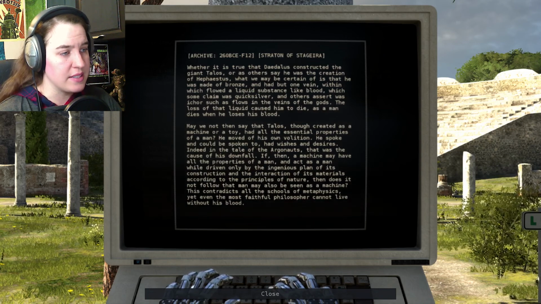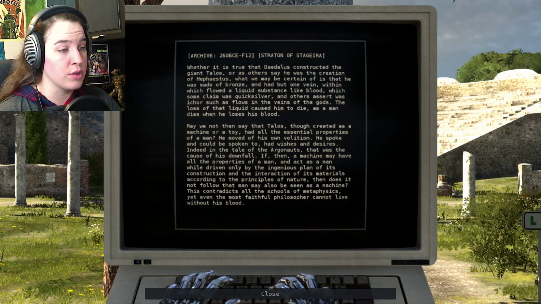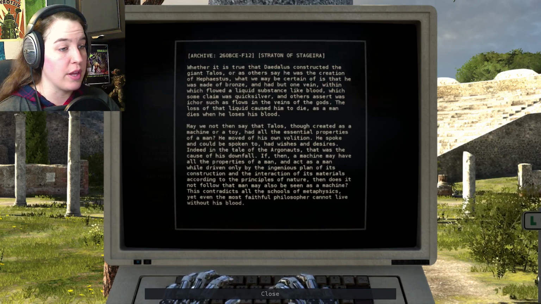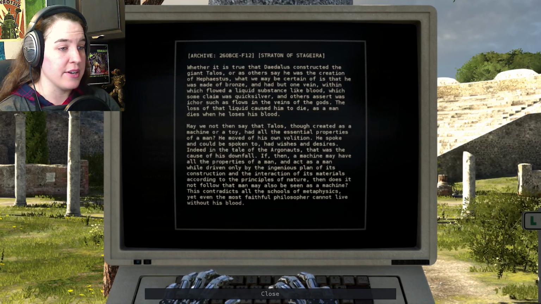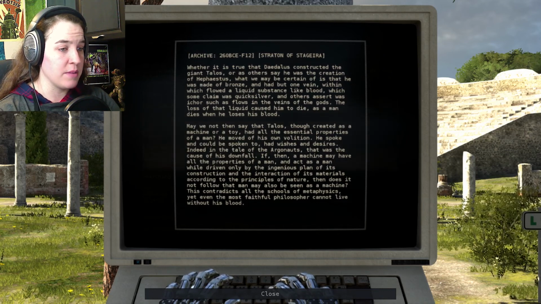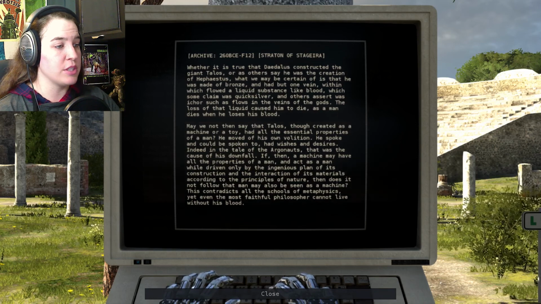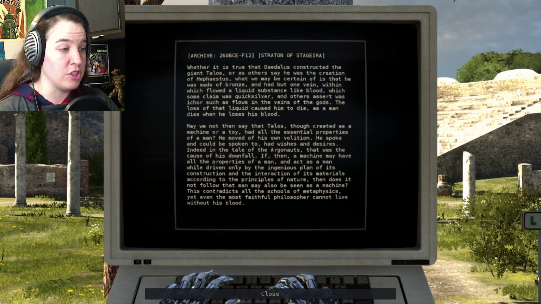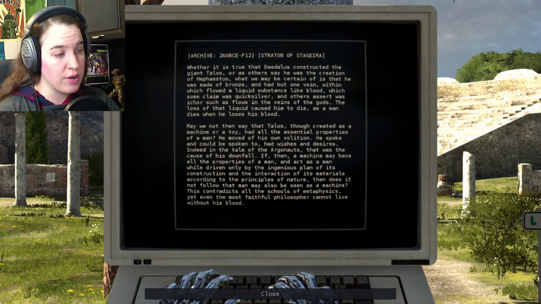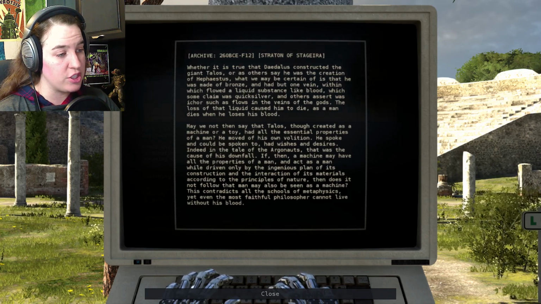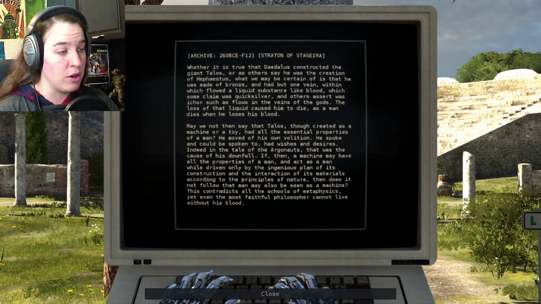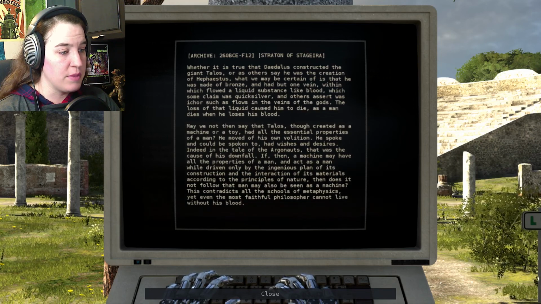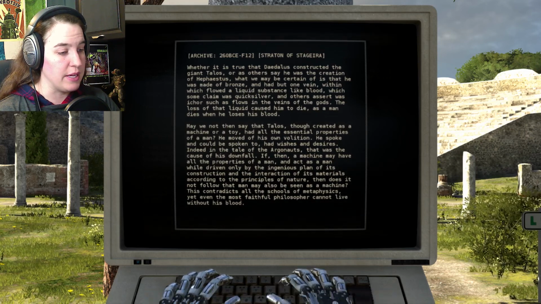May we not then say that Talos, although created as a machine or a toy, had all the essential properties of a man? He moved of his own volition, he spoke and could be spoken to, had wishes and desires. Indeed, in the tale of the Argonauts, that was the cause of his downfall. If then a machine may have all the properties of a man, and act as a man, while driven only by the ingenious plan of its construction, and the interaction of its materials according to the principles of nature, then does it not follow that man may also be seen as a machine? This contradicts all the schools of metaphysics, yet even the most faithful philosopher cannot live without his blood.